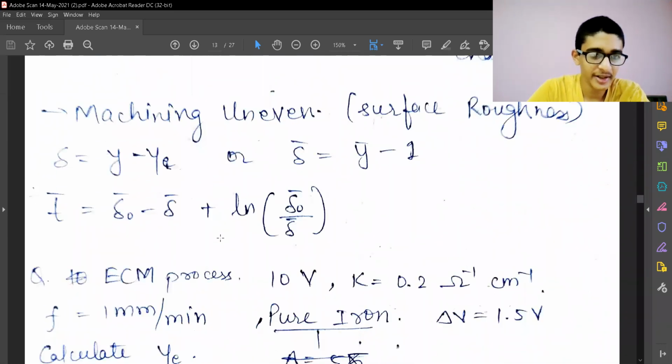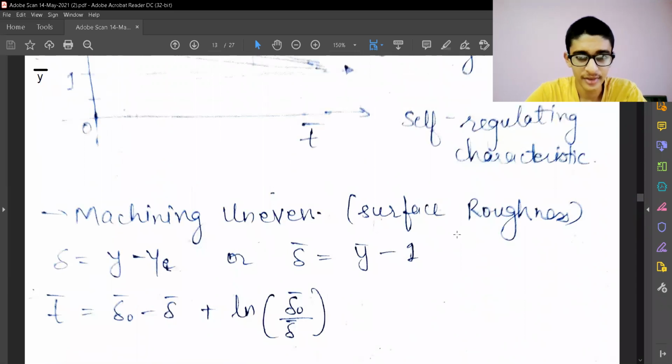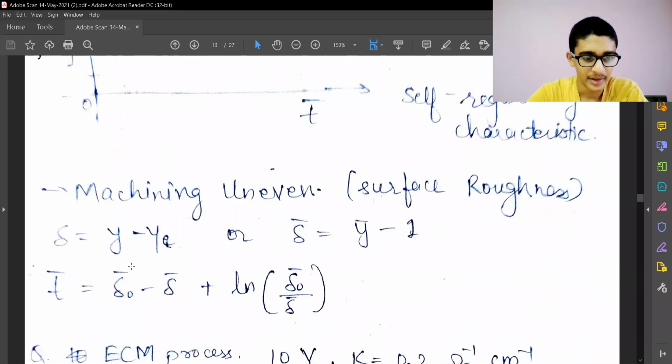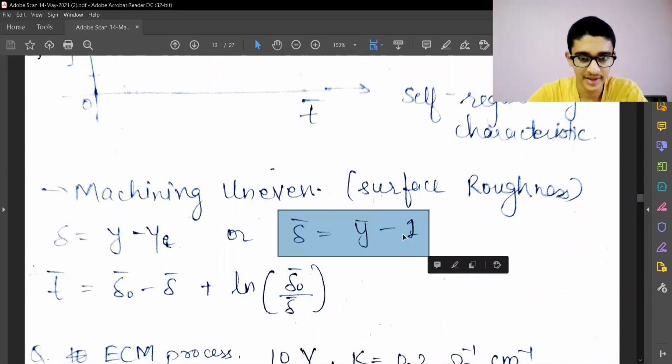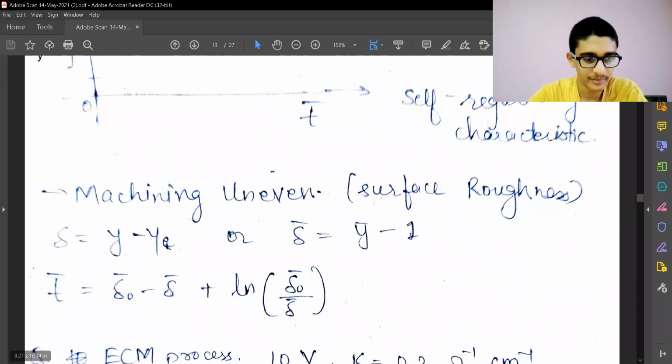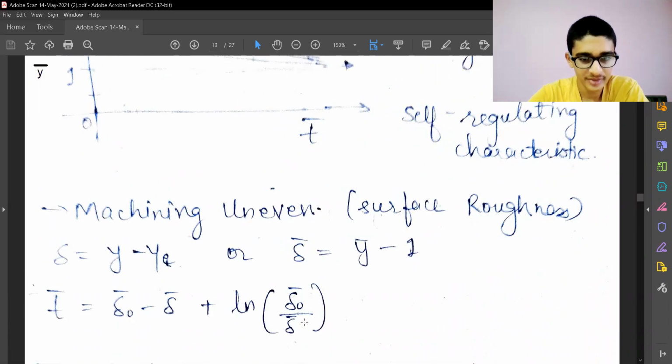And machining unevenness, so surface roughness also comes into the picture, and that is defined as delta. So delta is equal to y minus ye, or the non-dimensional term delta bar is y bar minus 1. In that case, t bar is, with this change in my original solution, delta naught bar minus delta bar plus ln of delta naught bar upon delta bar. So this is not required.